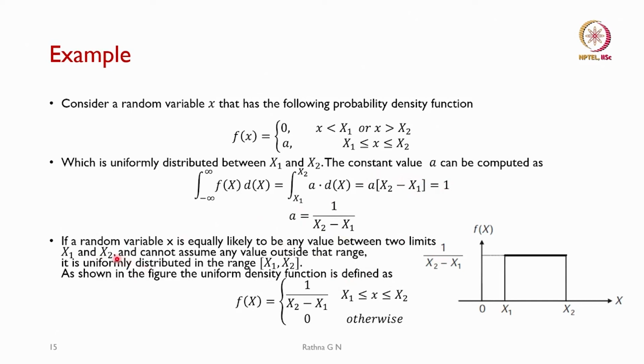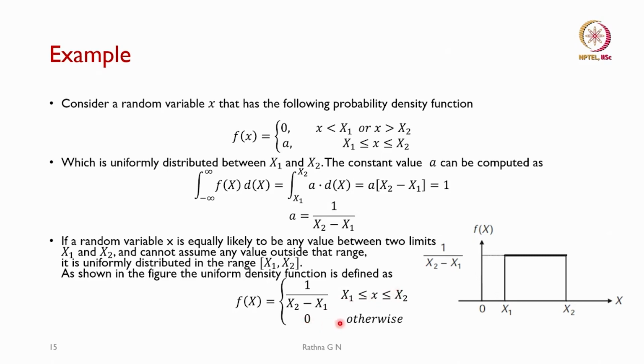So, if a random variable x is equally likely to be any value between two limits x1 and x2 and cannot assume any value outside that range, it is uniformly distributed in the range x1 to x2, as shown in the figure. Then the uniform density function is defined by f of x is equal to 1 by x2 minus x1 when x is in the range x1 to x2, otherwise it is 0 in the other places.